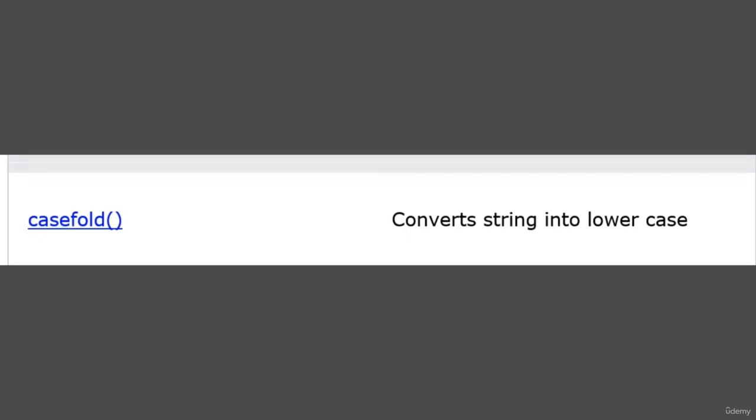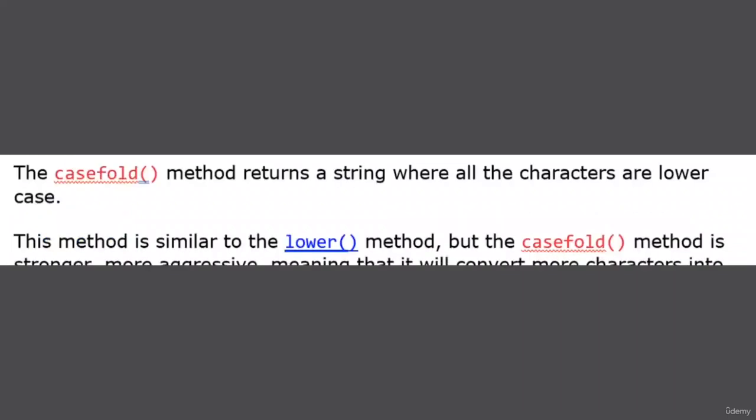Second method is casefold. Convert string into the lower case. So the casefold method returns a string where all characters are lowercase. So it just converts the whole string into lowercase. It is kind of similar to the lowercase method that we have discussed before.